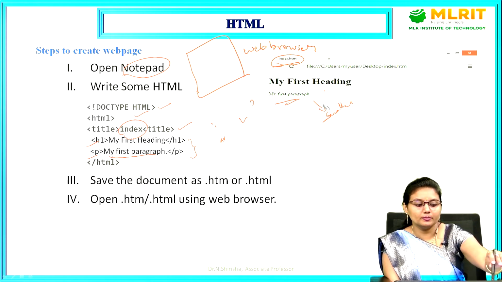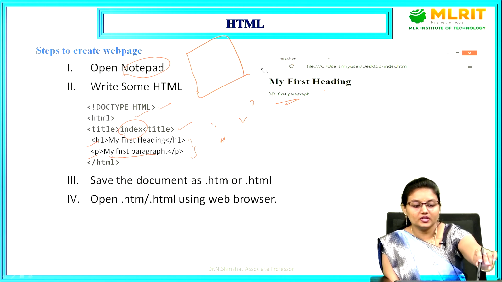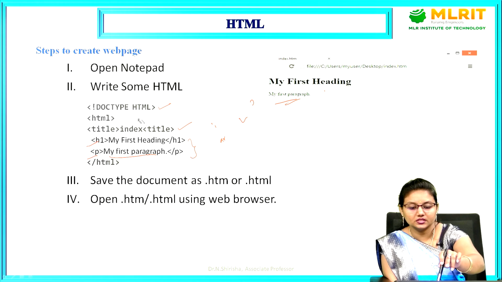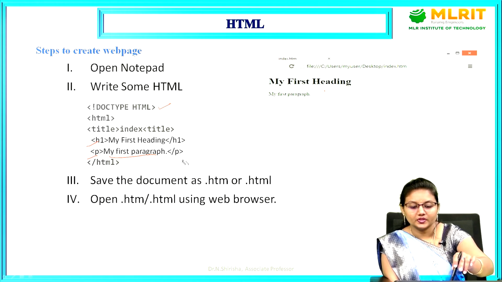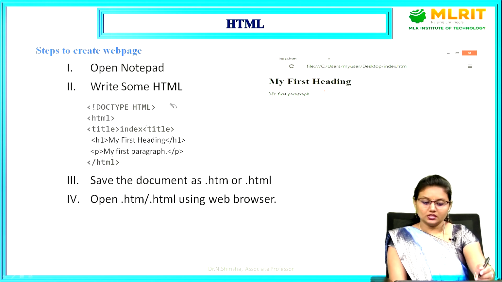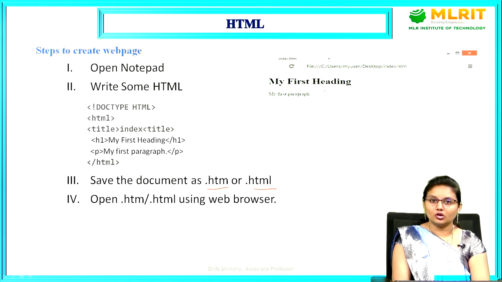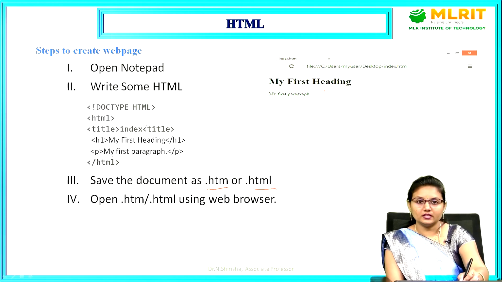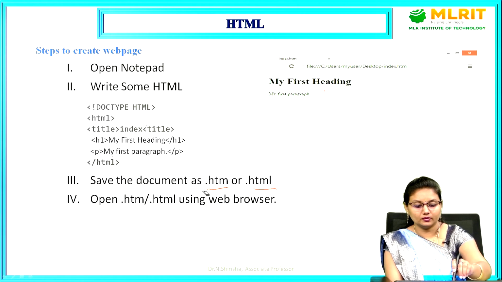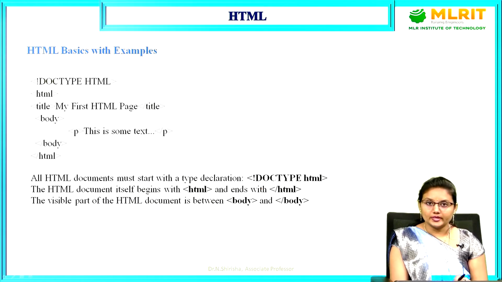So program will be written on the notepad, and the notepad will be saved in any location in the system with .html or .htm. Then just double click on that, you can see the output in the browser. So these are the ways you can save your program, either .html or .htm, and open that in the browser, this will be displayed. Okay. So that's about how we write the program.